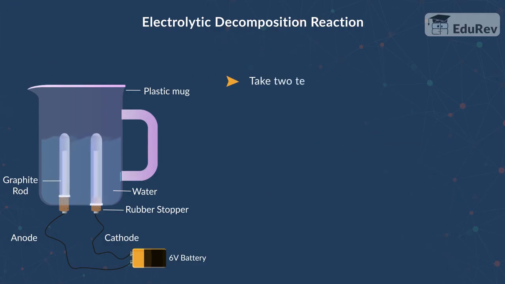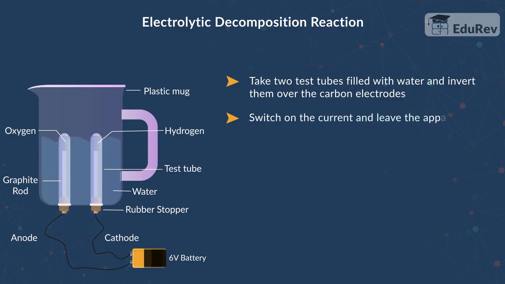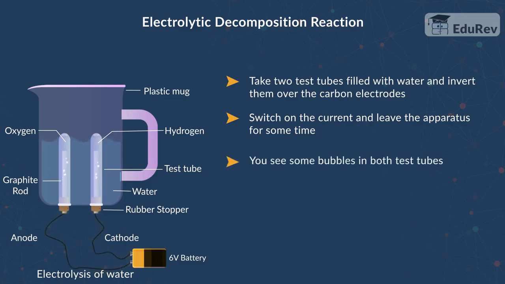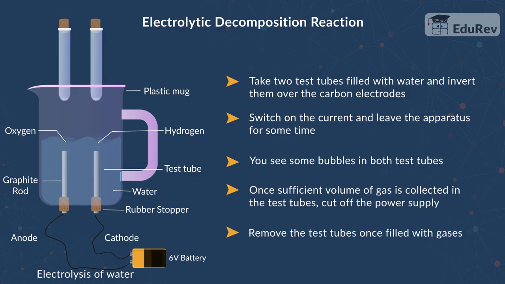Take 2 test tubes filled with water and invert them over the 2 carbon electrodes. Wow, your apparatus is now ready. Switch on the current and leave the apparatus undisturbed for some time. What do you see? Do you see formation of bubbles at both the electrodes? Once sufficient volume of the gas is collected in both the test tubes, cut off the power supply and remove them carefully. Note, the gases can escape easily, so let's begin the testing fast.